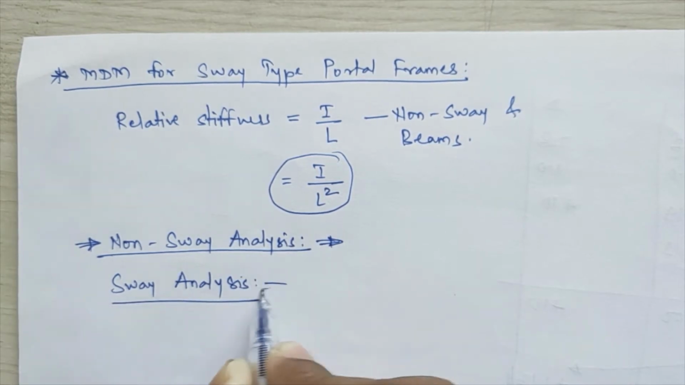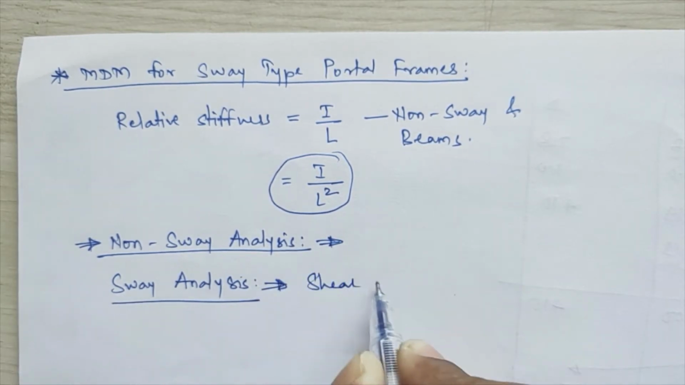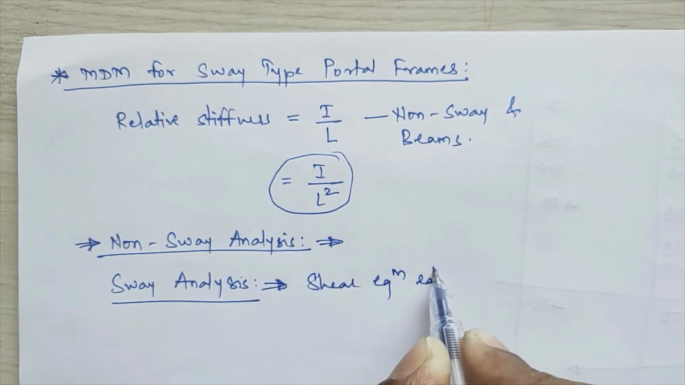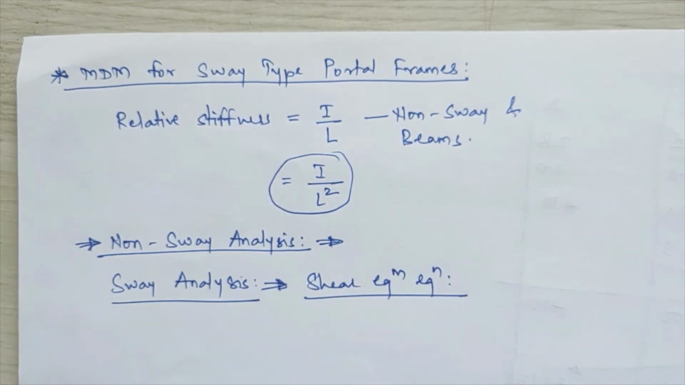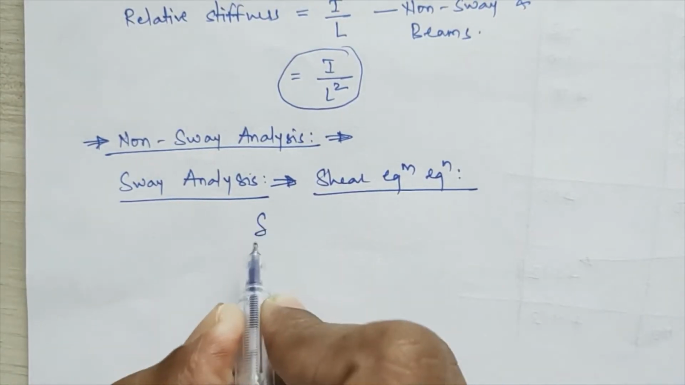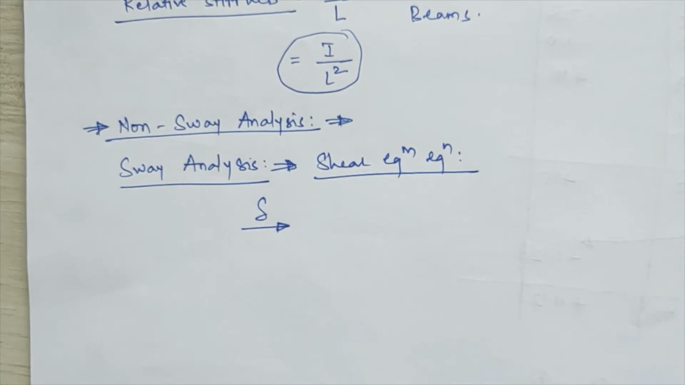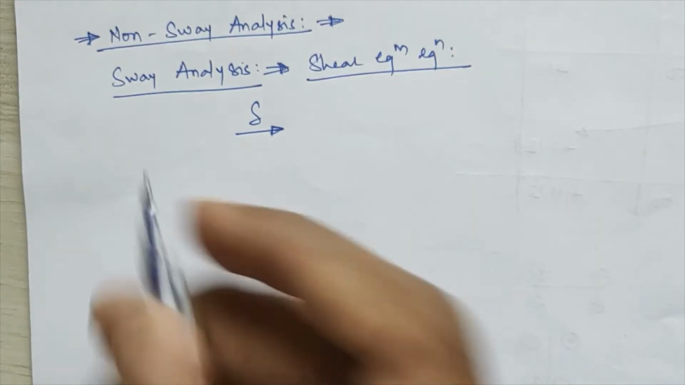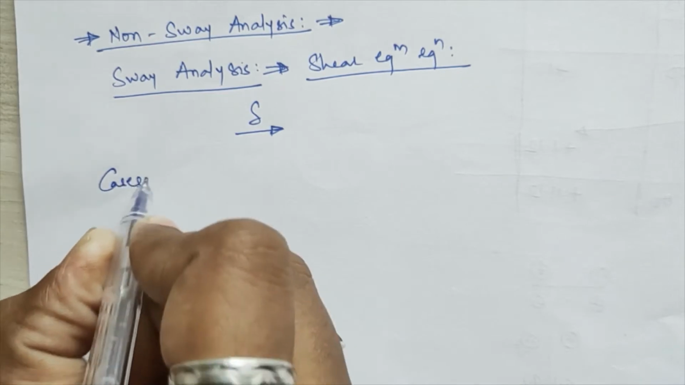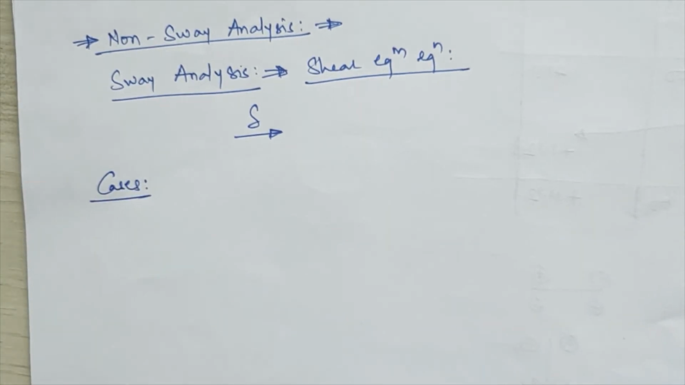Along with this, we have to introduce the shear equilibrium equation, because as per our sway concept, your Dk value, that is degree of kinematic indeterminacy, increases by 1, that is your delta value comes into effect, which we assume towards the right hand side of the frame. Okay, so we'll see the cases which I have told you for relative stiffness in case of sway type of portal frame. Note down these cases very carefully.